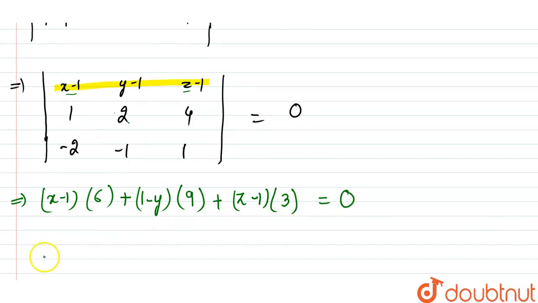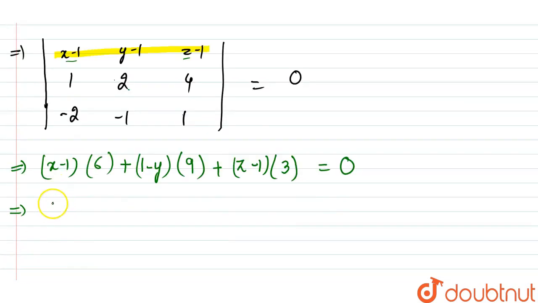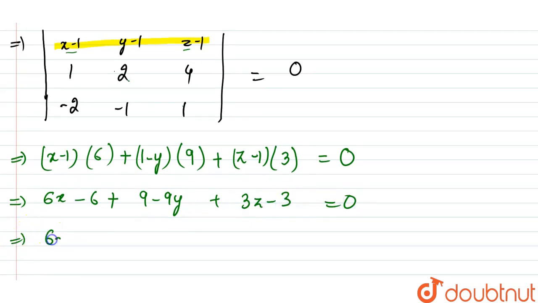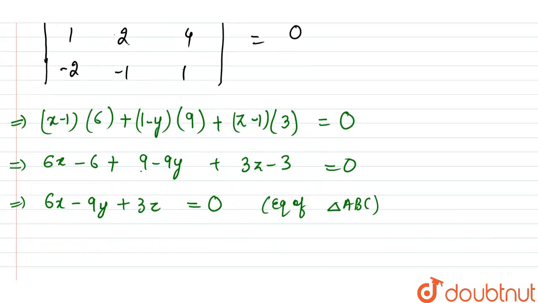is equal to 0. And on solving this we will get the equation of the plane: 6x minus 6, this is 9 minus 9y, and this is 3z minus 3 is equal to 0. So we have 6x minus 9y plus 3z, this is 9 minus 6 plus 3, and plus 3 and minus 3 will be 0. So this is the equation of triangle ABC, or we can say the equation of the plane that is a triangle.